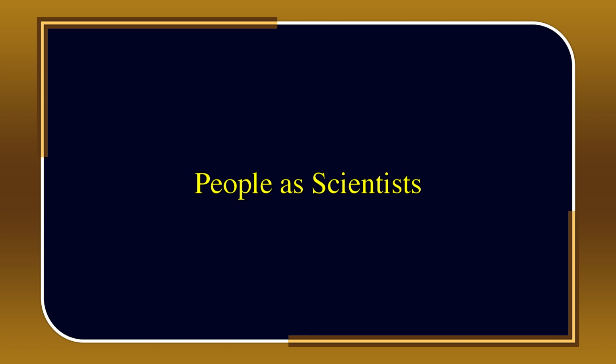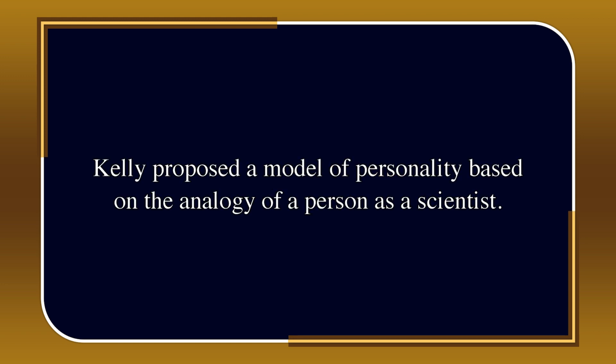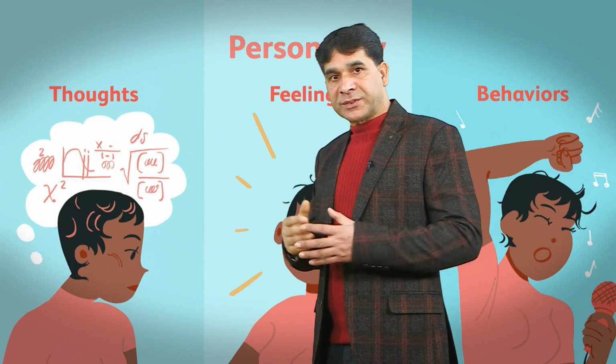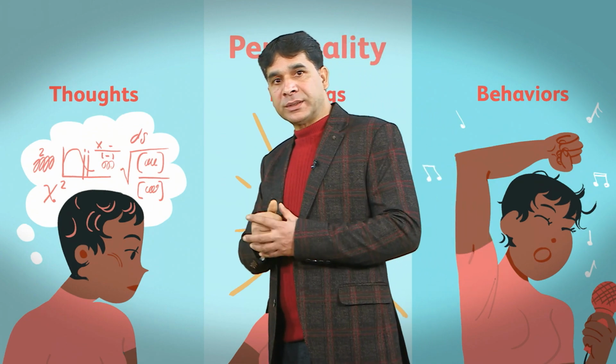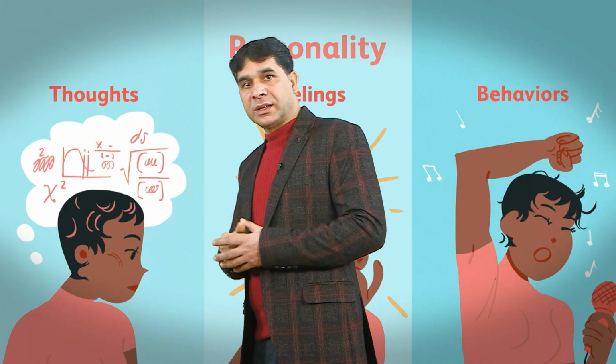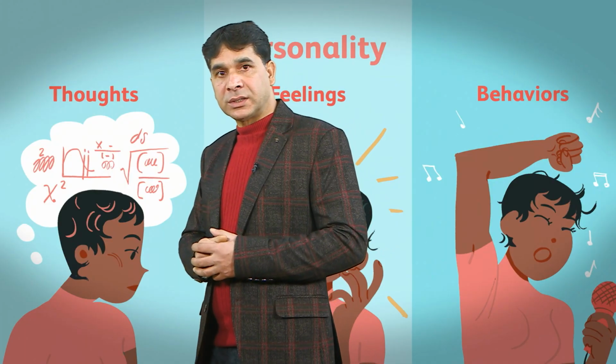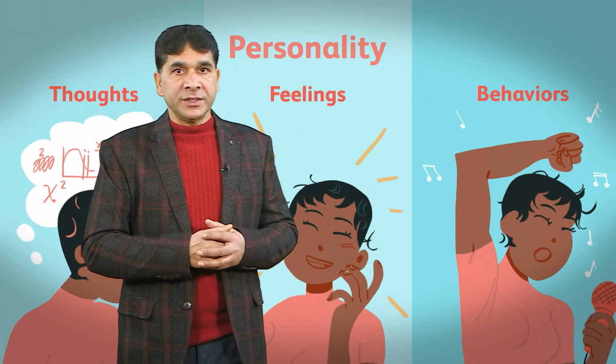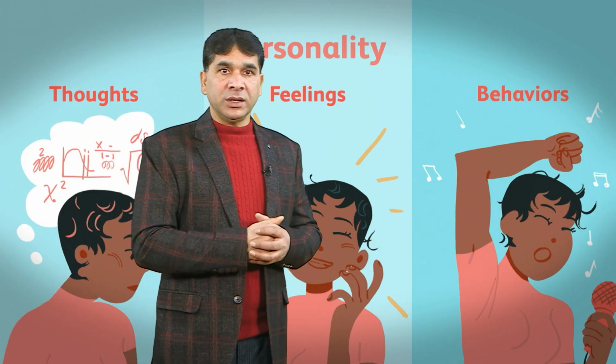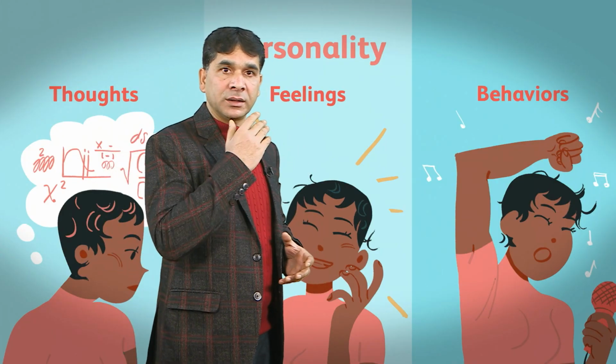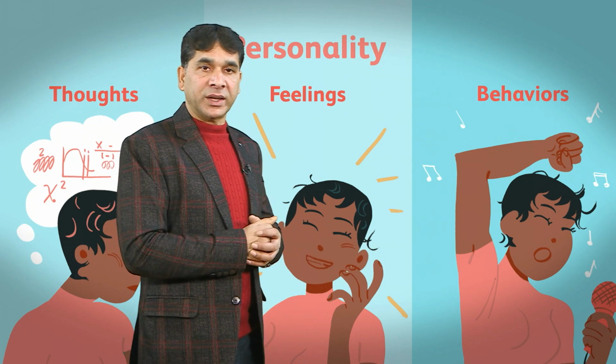Now, how does George Kelly view people as scientists? From his cognitive perspective, Kelly proposed a model of personality based on the analogy of a person as a scientist. The scientist, after studying the human subject, generates working hypotheses about reality with which she or he tries to anticipate and control the events of life.